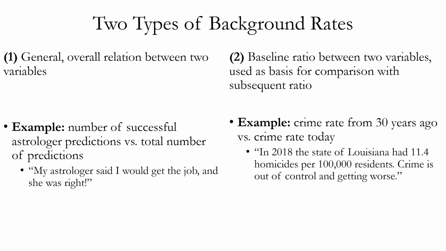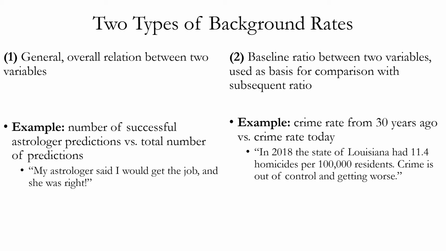Let me give you an example: the crime rate in Louisiana. If someone says, in 2018, the state of Louisiana had 11.4 homicides per 100,000 residents, crime is out of control and getting worse. Notice they're not only making a generalization about 2018, they're making two further claims. Crime is out of control, so this implies the homicide rate is very bad. And they're saying it's getting worse.